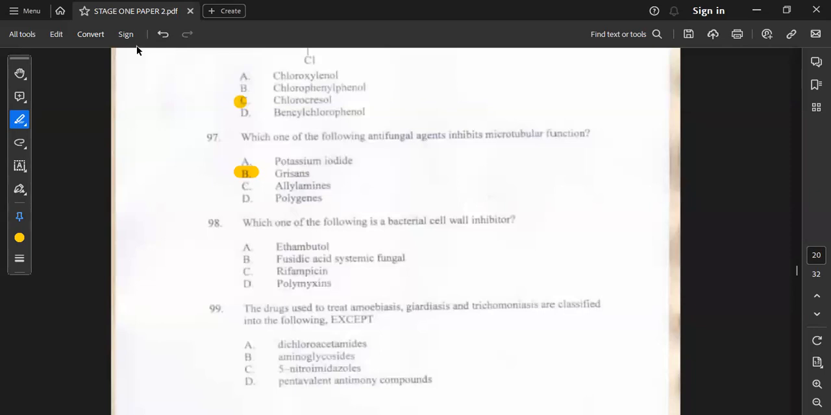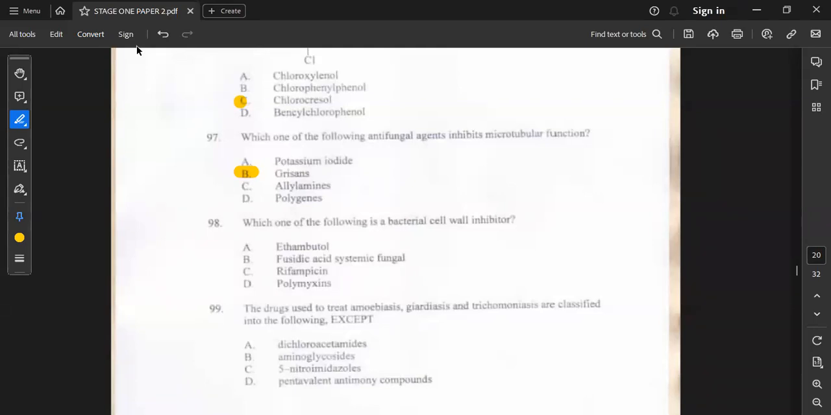Let's go on to the next question. Which of the following is a bacterial cell wall inhibitor? Ethambutol, fusidic acid, systemic fungal, rifampicin, or polymyxins? Ethambutol. Yeah, ethambutol. Anyone else with a different opinion?